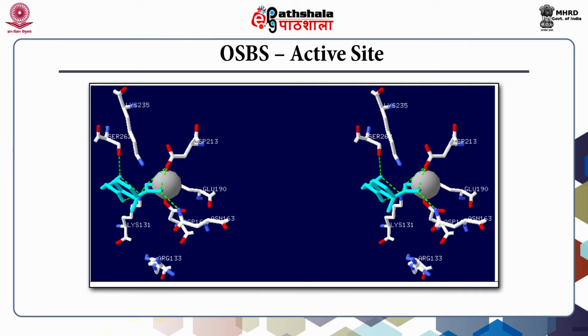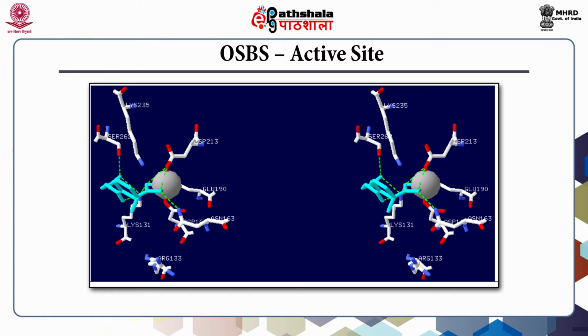Lysine 131 is detected to bind substrate, which was not detected to bind product in the last module. Glutamate 190, aspartate 213 and the carboxylate group of the substrate have been detected to coordinate the magnesium ion. However, aspartate 161 is not detected to coordinate the magnesium ion.